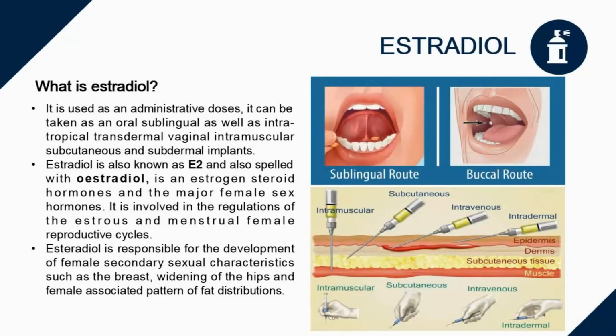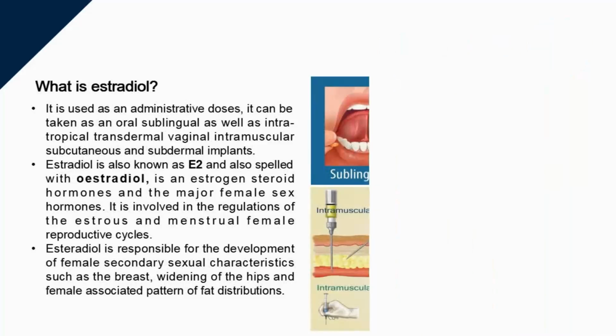Estradiol is also known as E2, and is an estrogen steroid hormone and the major female sex hormone. It is involved in the regulation of the estrus and menstrual female reproductive cycles. Estradiol is responsible for the development of female secondary sexual characteristics such as the breasts, widening of the hips, and the female-associated pattern of fat distribution.